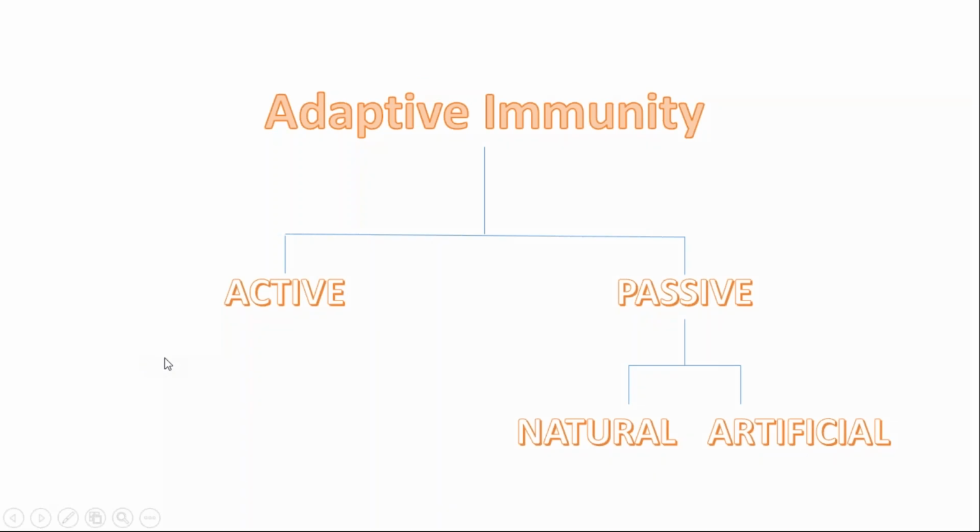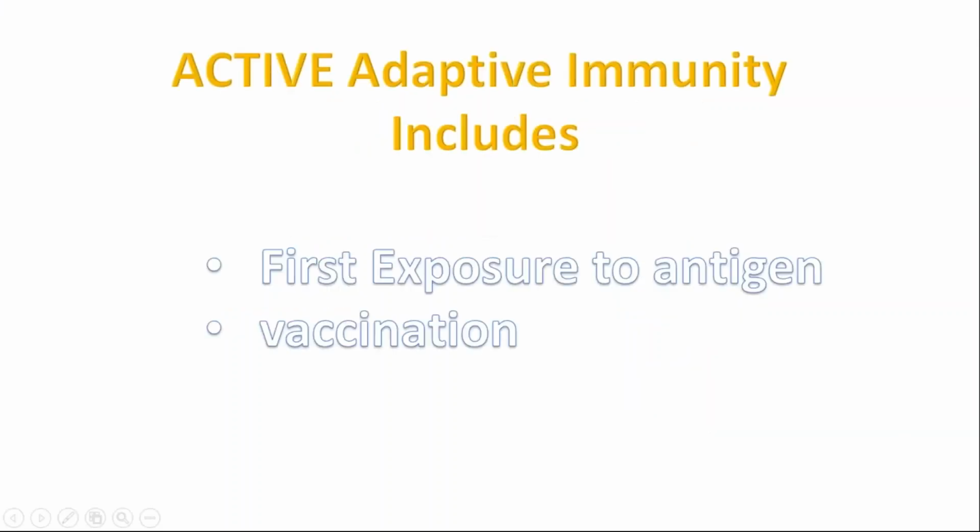Now let's see the second type of immunity known as adaptive immunity. Adaptive immunity is of two types, active and passive. Passive again is of two types, natural and artificial. Let's see the active adaptive immunity now. What is active adaptive immunity?